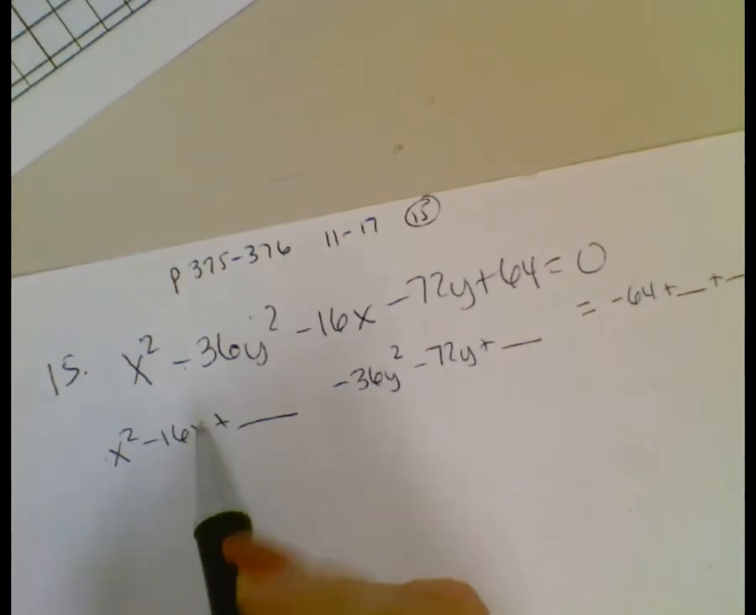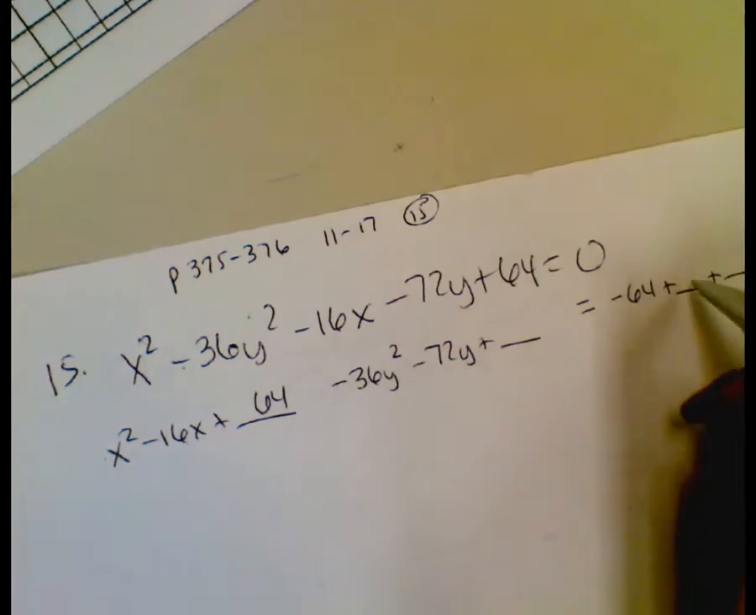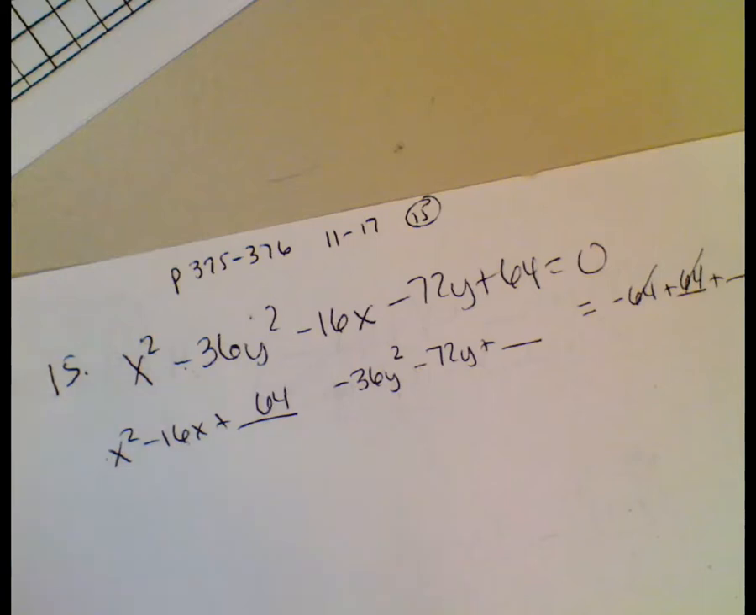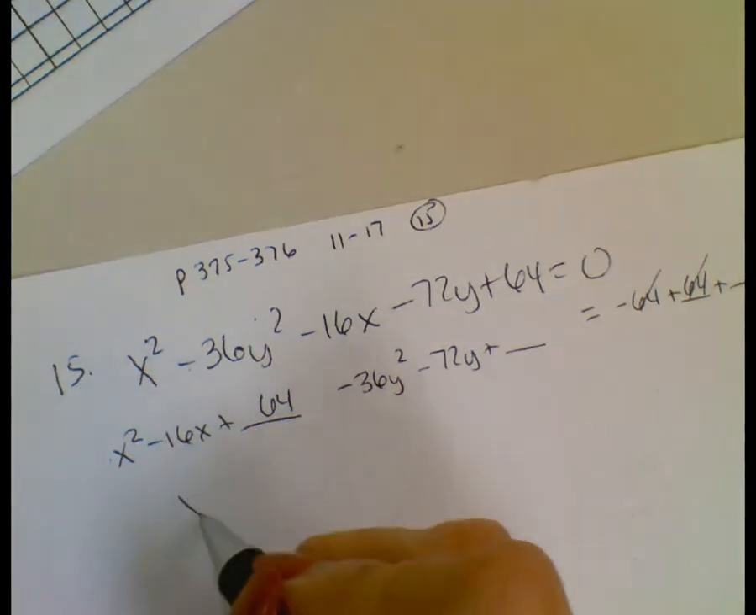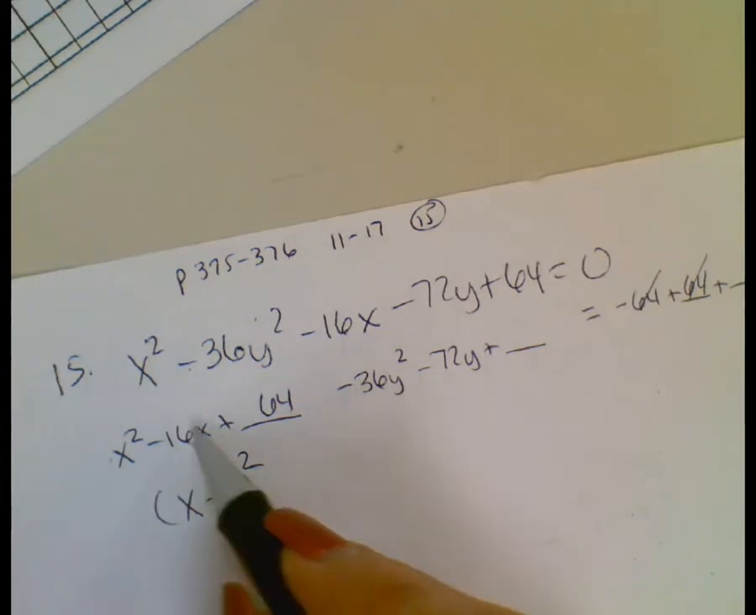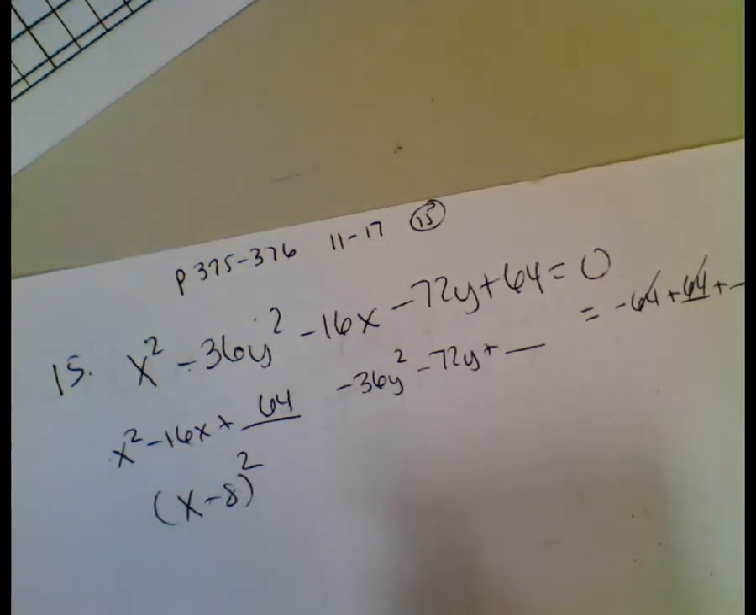So half of 16 is 8. 8 squared is 64, and that's what we're adding to the other side. These are going to cancel. So far we have a 0 on that side. That means the x's look like this. Square root of 64 is 8. Half of negative 16 is negative 8. You can go either way.